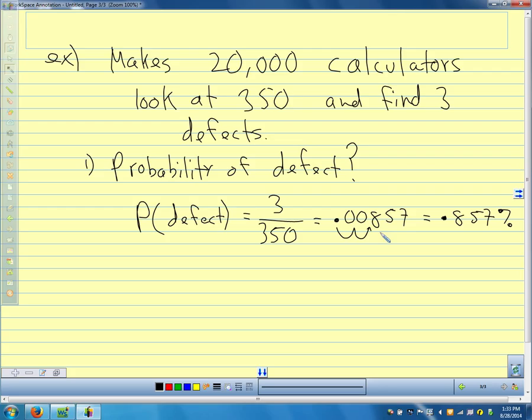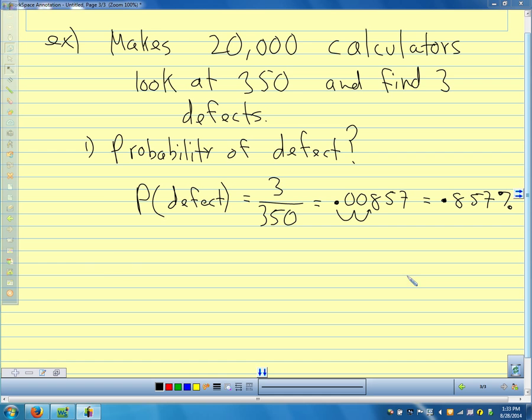Twice to the right. Yes. And now we'll convert a decimal to a percent. So not a big probability of a defect. Now the second thing this manufacturer wants to know is how many of the 20,000, based on our experiment, will be defective.